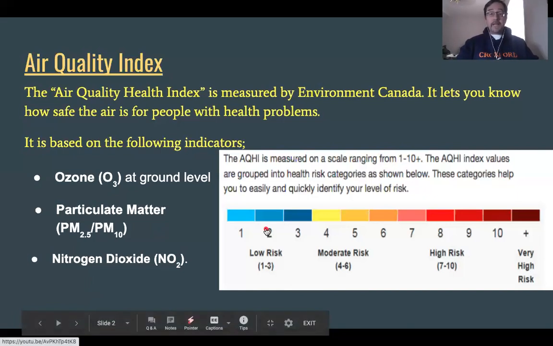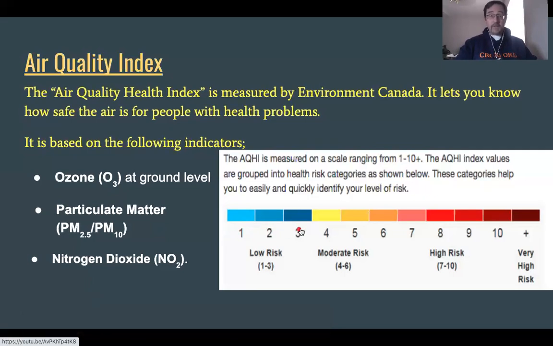So on the Air Quality Health Index, or AQHI, 1 to 3 is considered low risk. People in good health and poor health with chronic health conditions can go about their daily activities. 4 to 6 is a caution area. People with health problems need to be careful. 7 to 9 is quite high risk. And then 10 plus is considered very high risk.